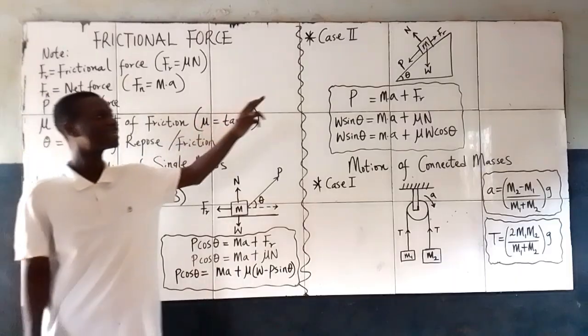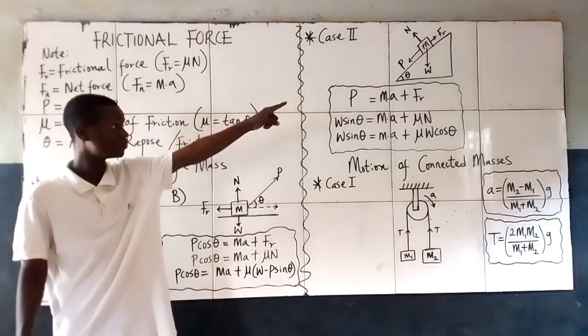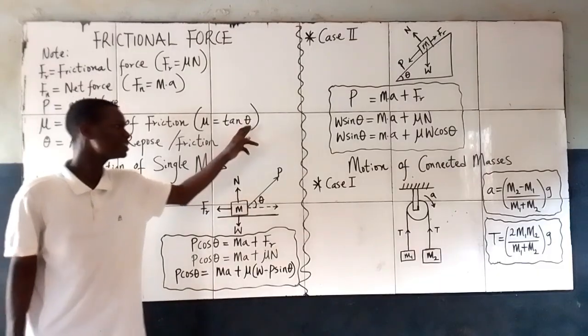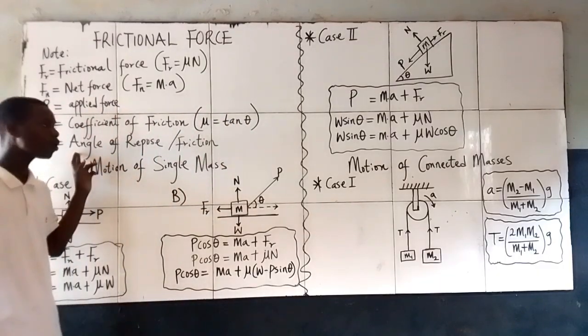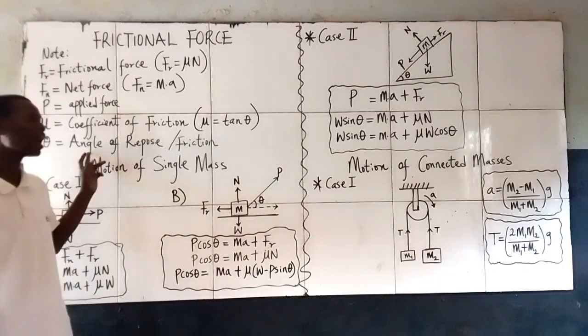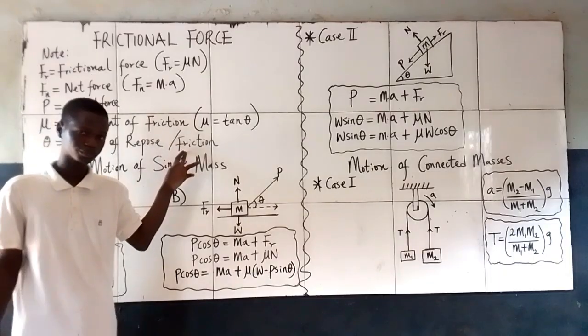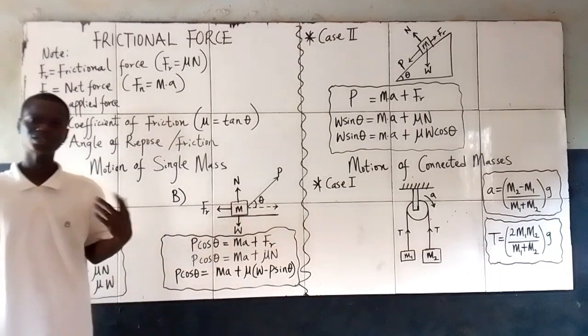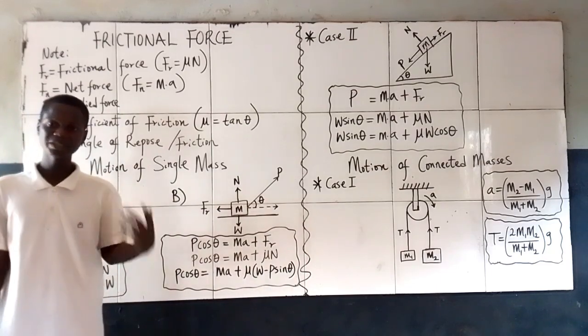And under the inclined plane scenario, mu is equal to tan theta, where this theta is the angle of repose, or you say the angle of friction. I hope that is clear. And then we also have W, and W as we all know is the weight of the body.